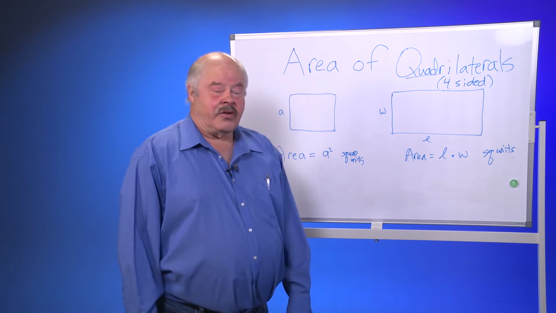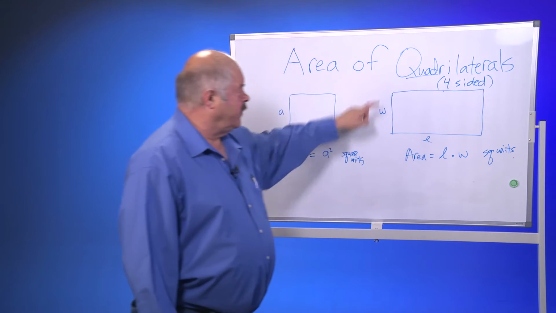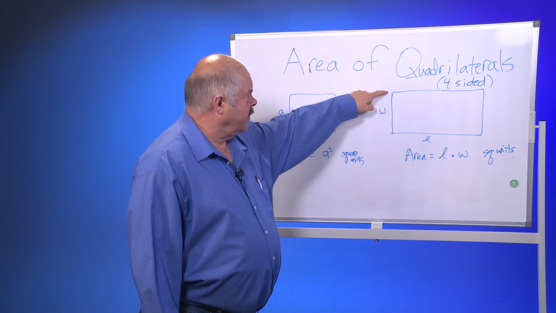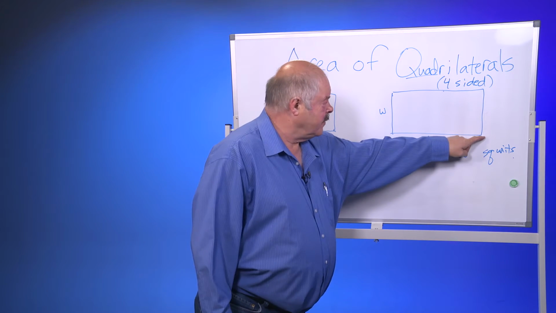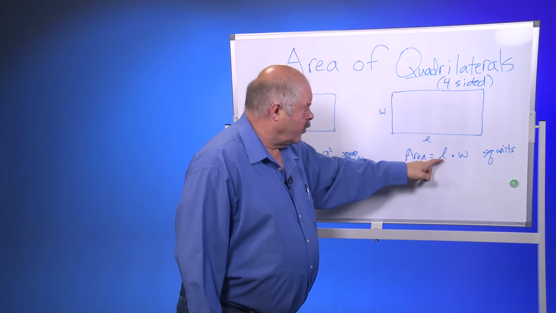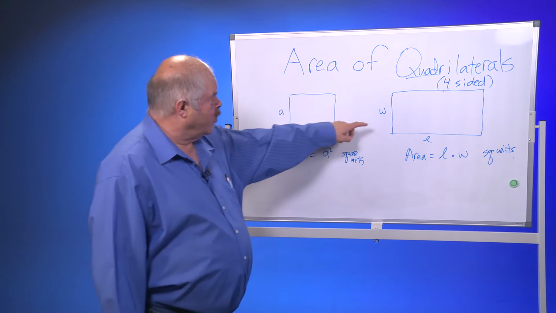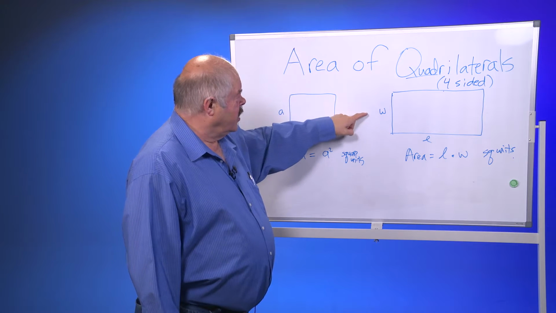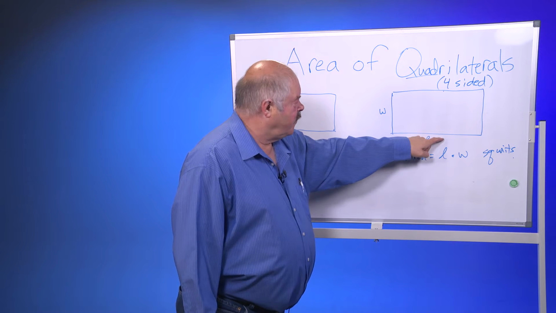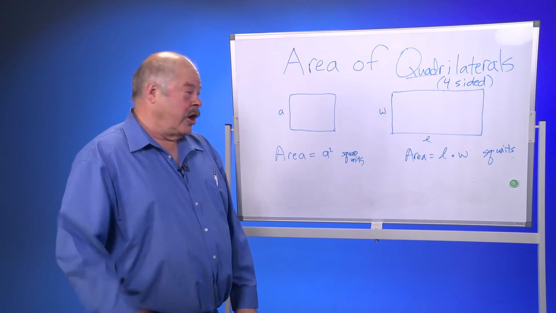The next quadrilateral, or four-sided figure we're looking at, is a rectangle, like a football field. The area for a rectangle is the width times the length. And so I wrote it here, length times the width. And again, the answer is in square units. And so if the width was 20 yards and the length was 40 yards, that would be 20 times 40, or 800 square yards.